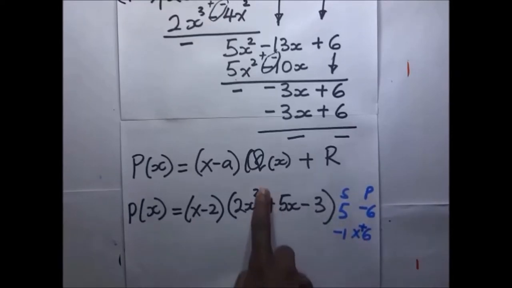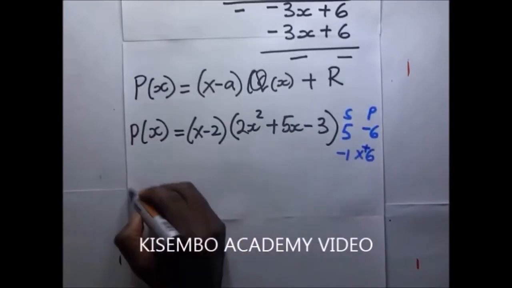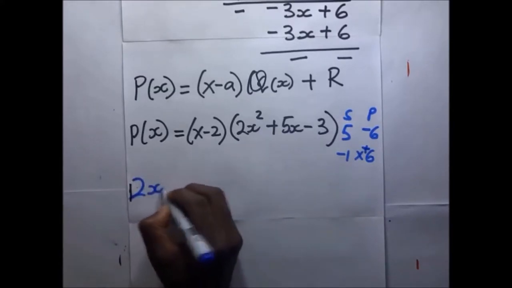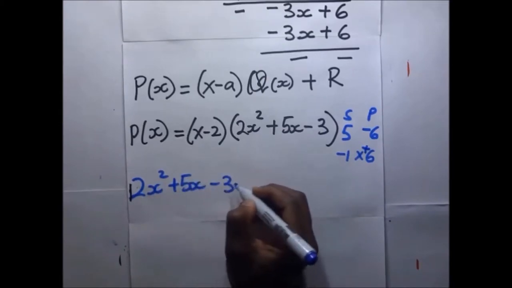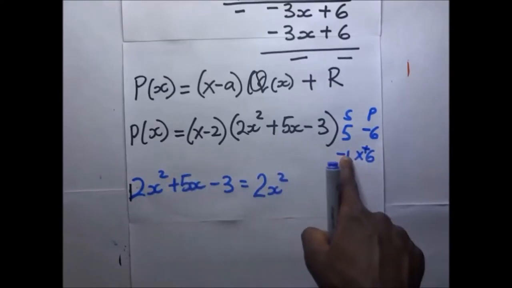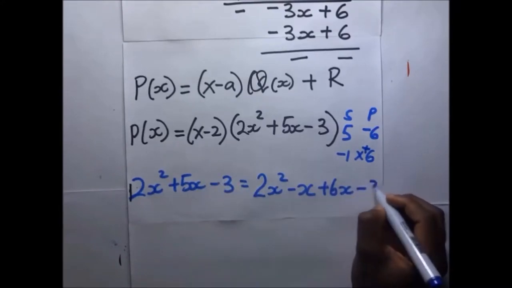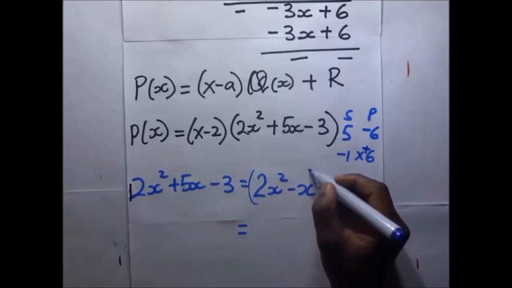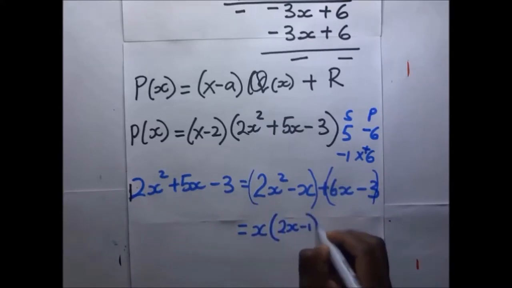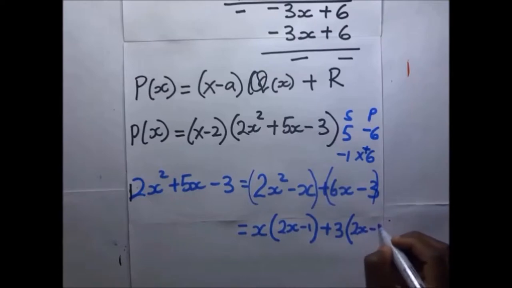So we'll use those two to replace this middle term in our prime factorization. So prime factorizing 2x squared plus 5x minus 3 is going to become 2x squared. Now this plus 5x is replaced by these two, so it's going to be minus x plus 6x. Then we'll come to this minus 3. So that is going to become, we pull out the common terms. The common factor here is x, so it becomes x into 2x minus 1. That is plus, what's the common factor here? 3. So it becomes 3 into 2x minus 1.